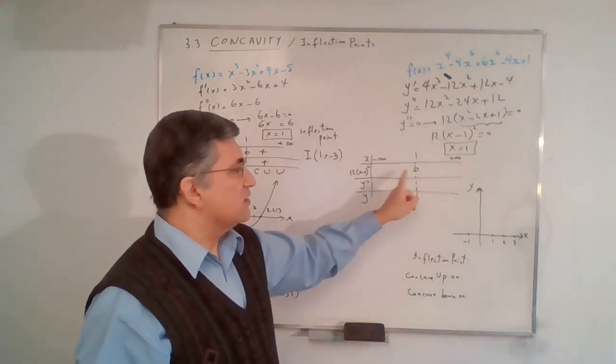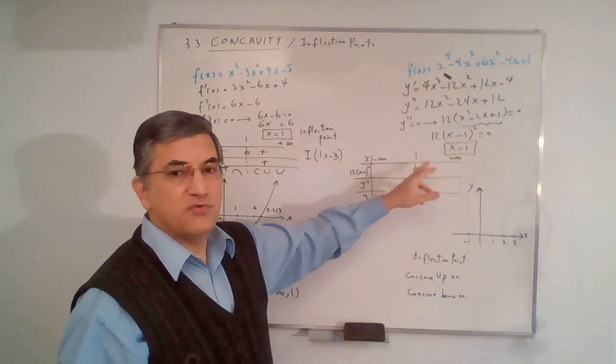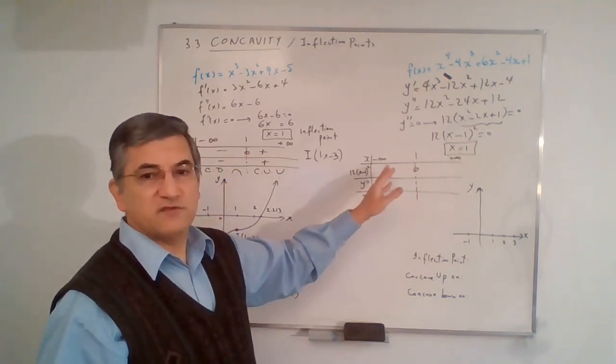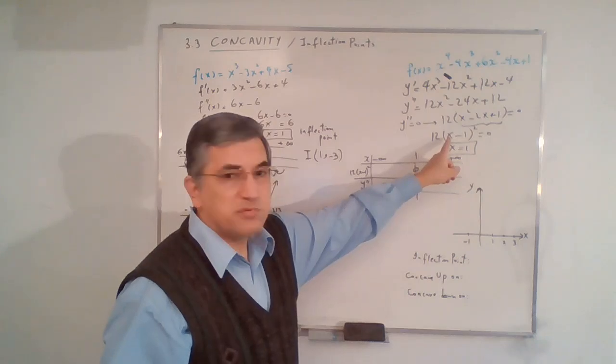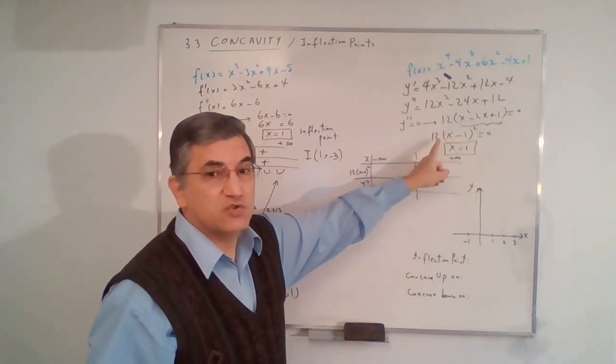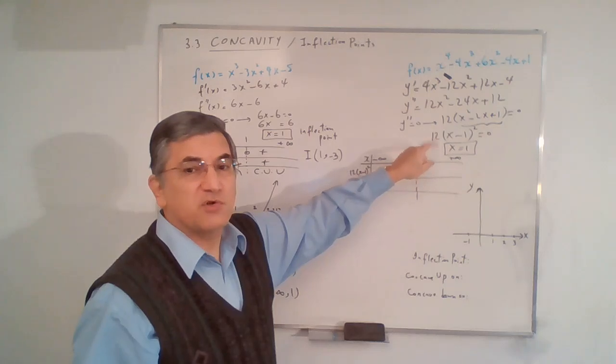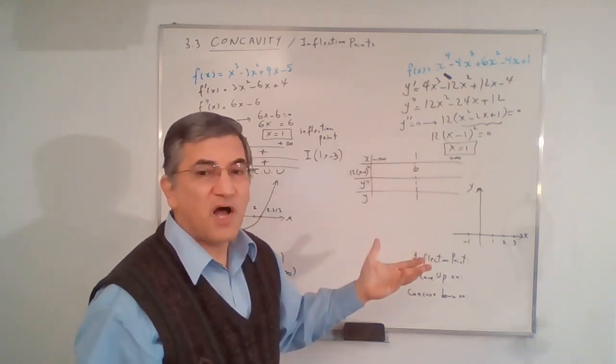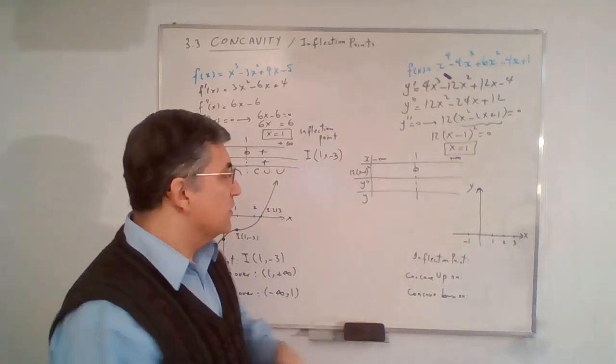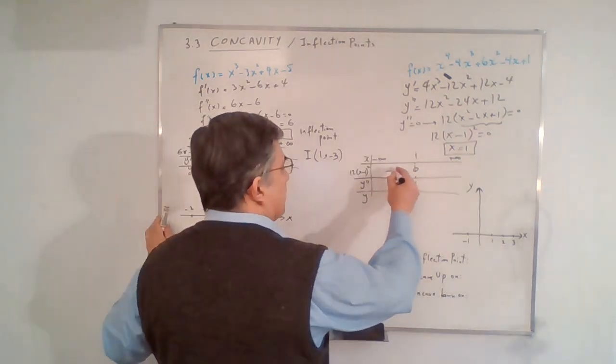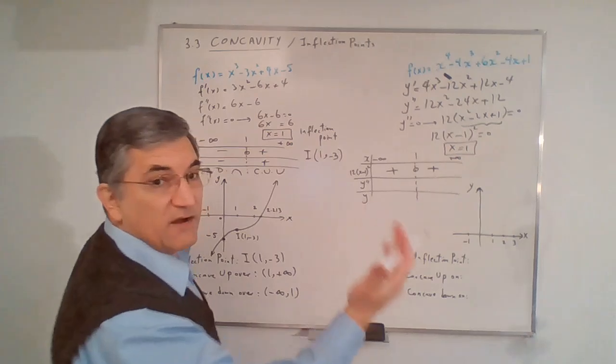To the right of 1 or to the left of 1, it doesn't matter if you plug in 2, 3, 4, or you plug in like 1/2, 0, -2. Whatever you plug in here in the equation of the second derivative, because it has an exponent of 2, it's going to be always positive no matter what you do. So the answer here is positive sign before and after 1.